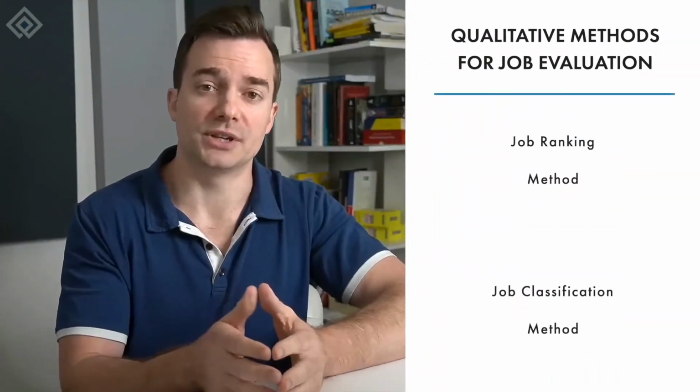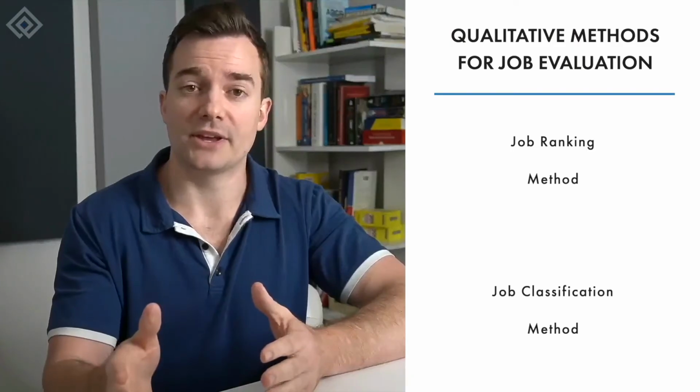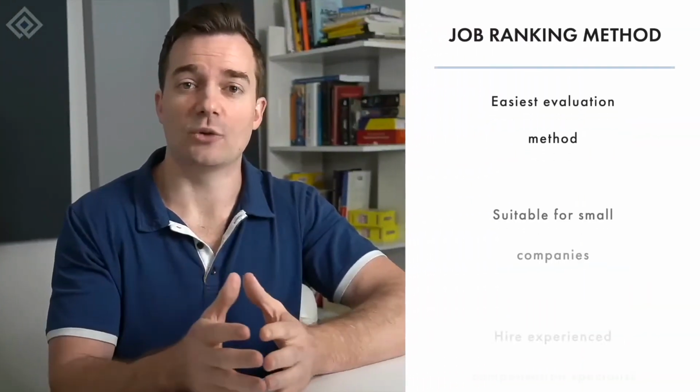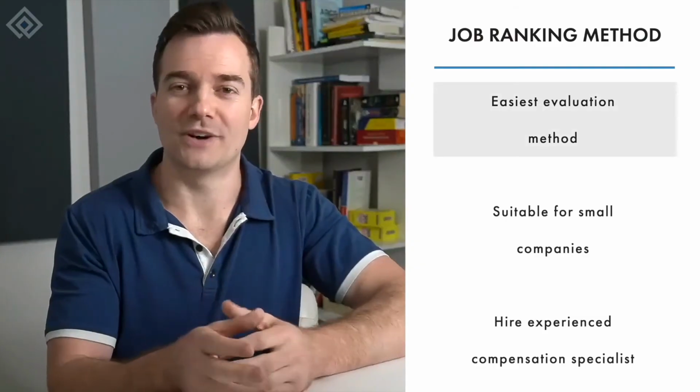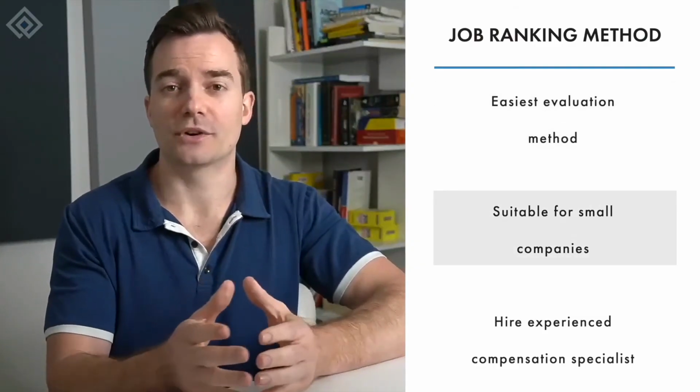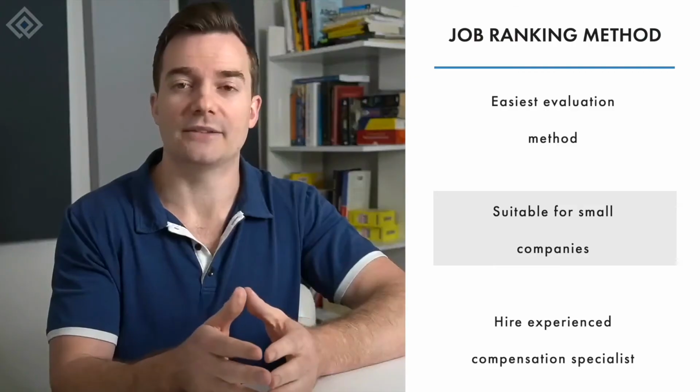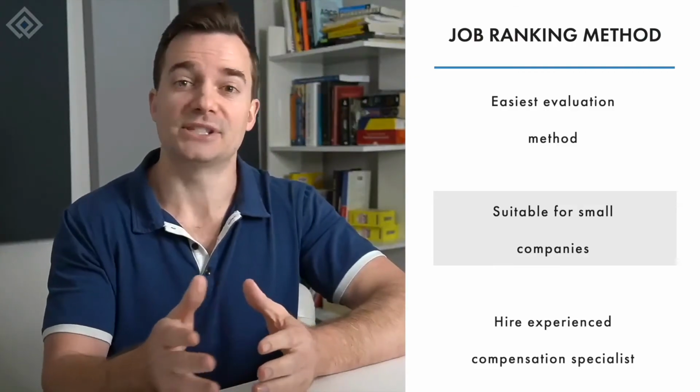Now let's get to the qualitative job evaluation methods. Unlike quantitative, qualitative job evaluation methods give job definitions through observation and description. These are the job ranking method and the job classification method. The job ranking is the easiest evaluation method, but not all businesses will find it useful. It's most suitable for small companies that can narrow their staff to 100 or less specific jobs.